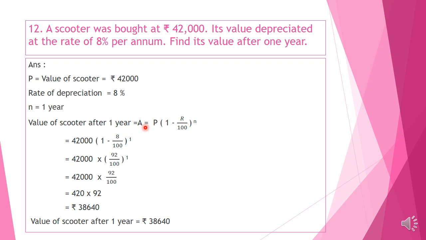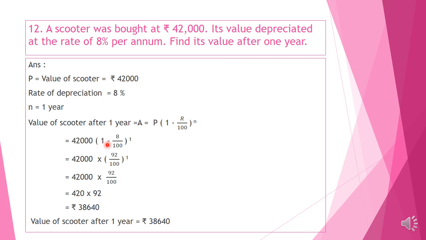Value of scooter after 1 year. A is equal to, we use the compound interest formula, P into (1 minus R by 100) raised to N. Here we have used minus because here it is depreciation, decrease. Now let us substitute the values. P is 42,000 into (1 minus R), R is 8%, 8 by 100, raised to N, N is 1 year. So in the place of N we write 1. Now children, 42,000 into (1 minus 8 by 100), here LCM is 100.